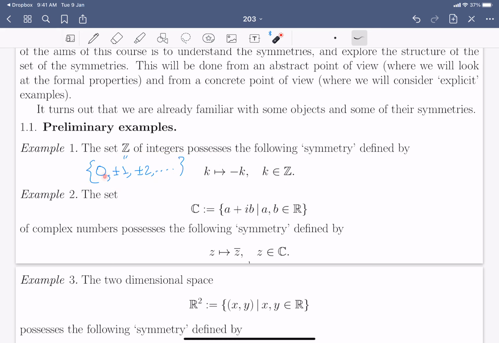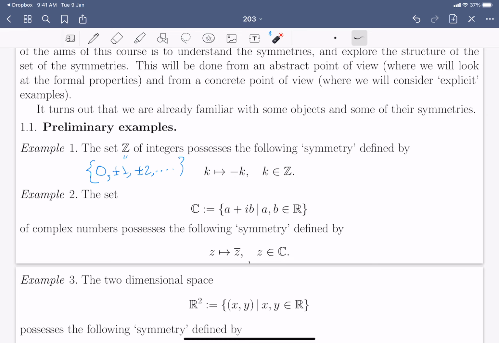So you pick 0, replace it by the negative of 0, which is 0. Fine. Then you pick plus 1, replace it by its negative, which is minus 1, and then you pick minus 1 and replace it by its negative, you get 1 back. So you do get these two, and you continue. So this has the following symmetry, given by this map k going to minus k.